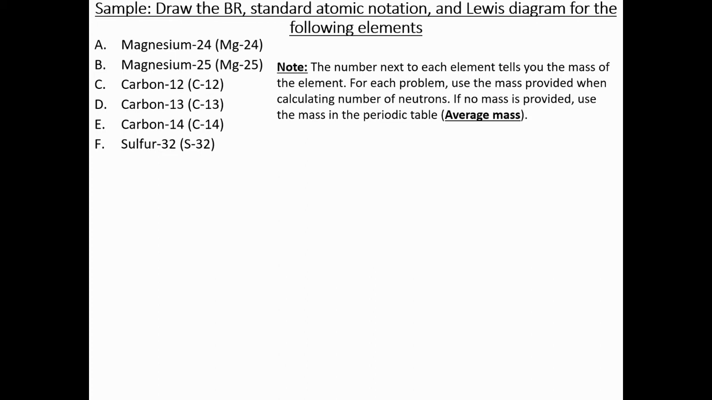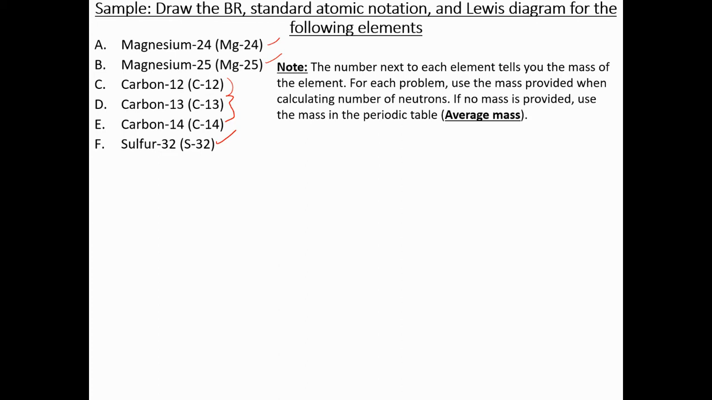So here we have a few examples where we want to draw some Bohr-Rutherford diagrams, standard atomic notations, and Lewis dot diagrams for some elements. And this time we've specified which isotopes we're looking for specifically. I'm not going to do all these examples, but I'll focus on the first two. These ones are already done for you in this video, as you've seen on the previous slide, and you'll see on the next slide as well. And then you can try this sulfur one on your own.